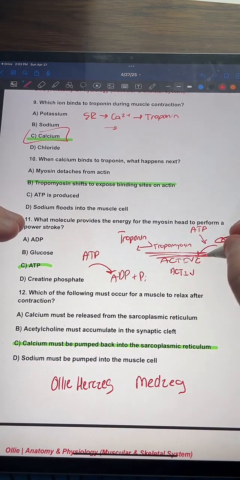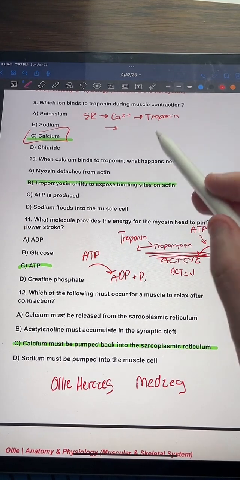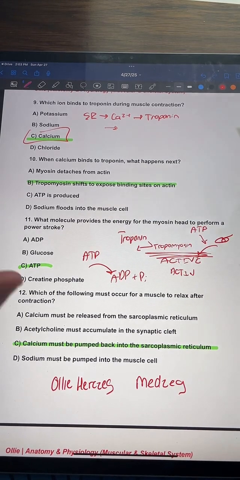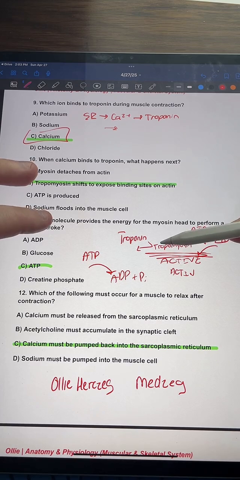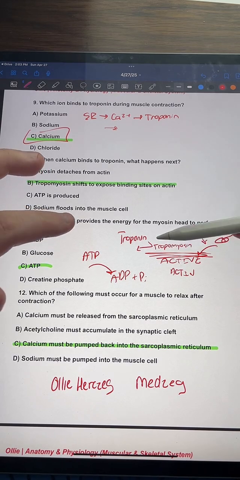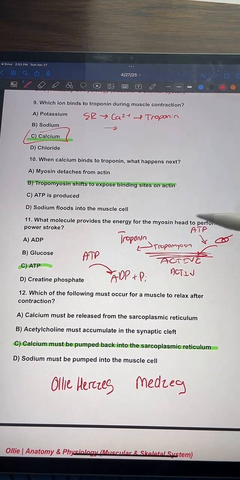So we have to cover that active site back up so the myosin head can't do that. How do you do that? You have to release the calcium from the troponin. So the tropomyosin moves away. Troponin is what moves the tropomyosin, and what caused the troponin to move tropomyosin away from the active site? That was calcium. Does that make sense?